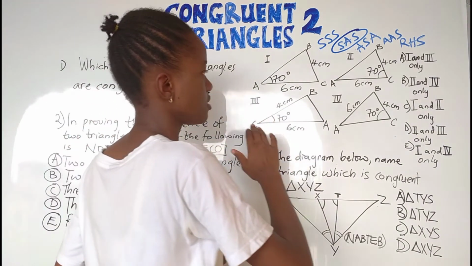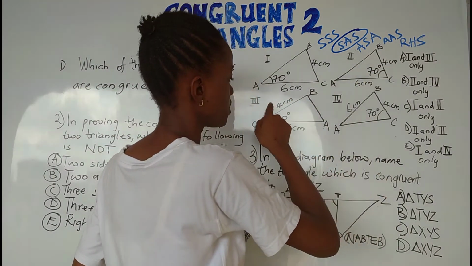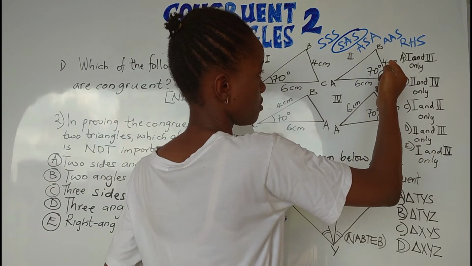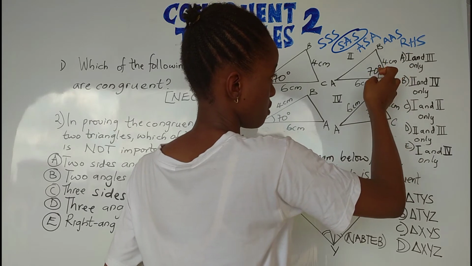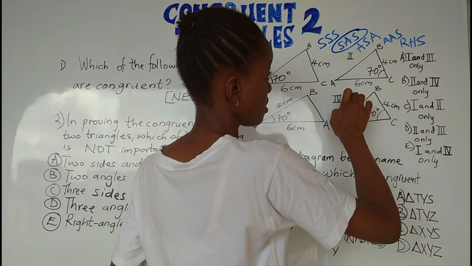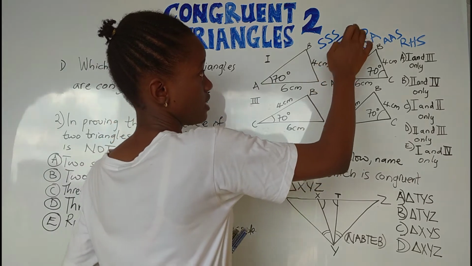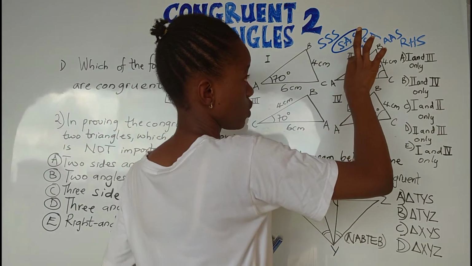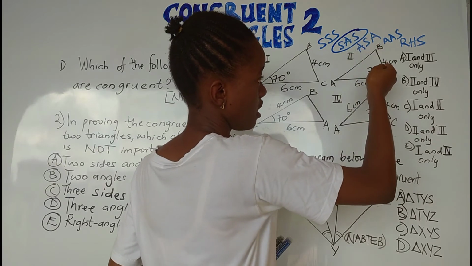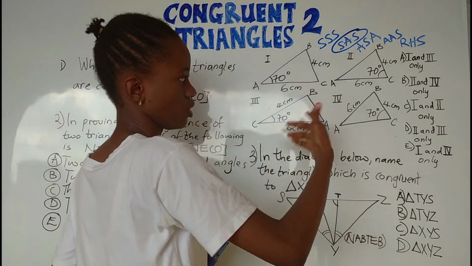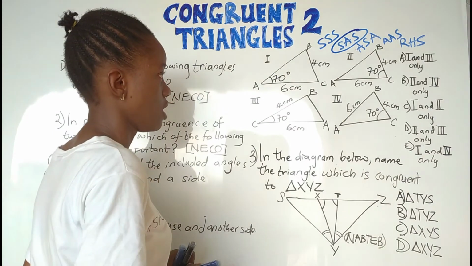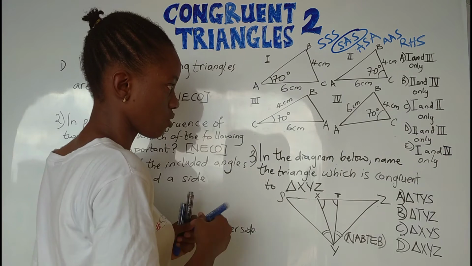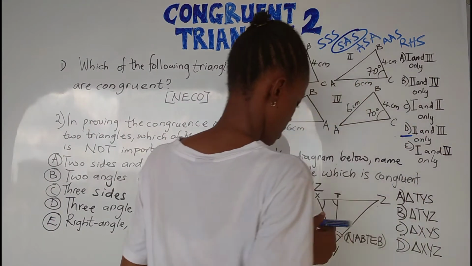So actually we can see 4 centimeters, 70 degrees, 6 centimeters, and in another triangle, 4 centimeters, 70 degrees, and 6 centimeters. That is side, angle, side. The side, angle, and side of this triangle are equal to the side, the angle, and the other side of this triangle. So we can say that both of them are congruent. That is number 2 and number 3. So we can conclude that the answer is D.